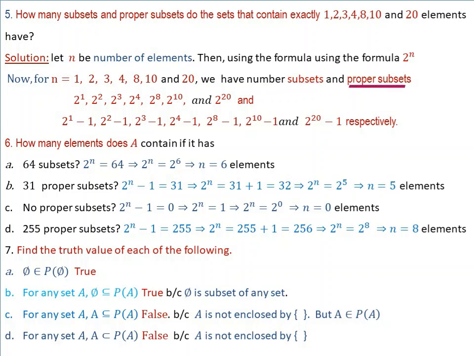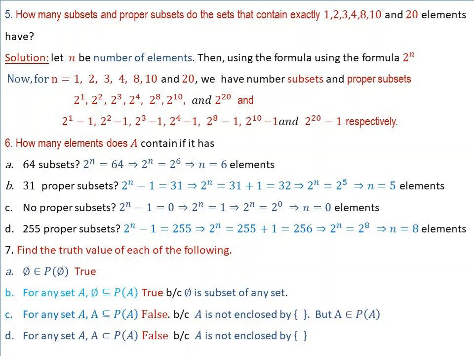The number of proper subsets using the formula 2 to the power of n minus 1. Then for n equals 1, we have 2 to the power of 1 minus 1, 2 to the power of 2 minus 1, 2 to the power of 3 minus 1, 2 to the power of 4 minus 1, 2 to the power of 8 minus 1, 2 to the power of 10 minus 1, and 2 to the power of 20 minus 1 respectively. And question number 6.